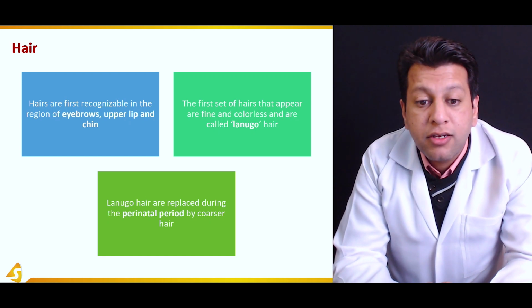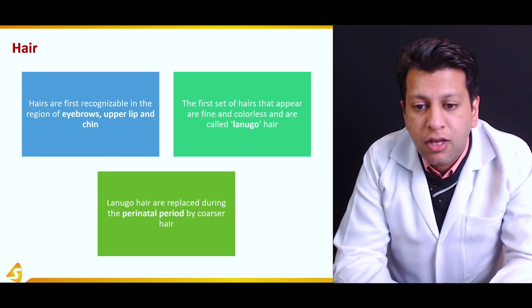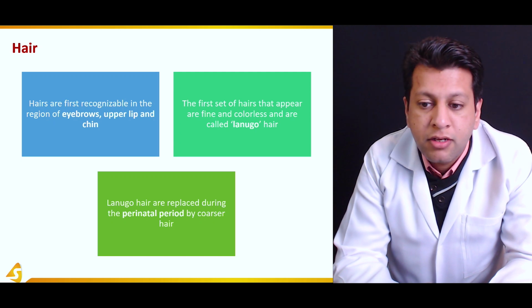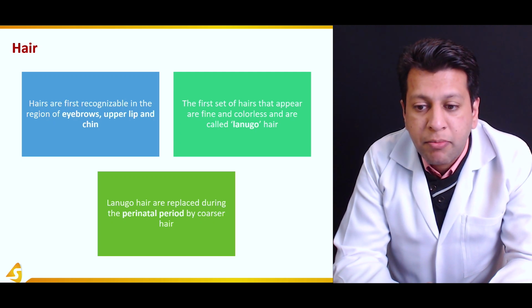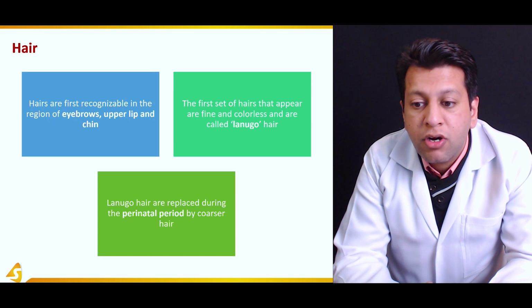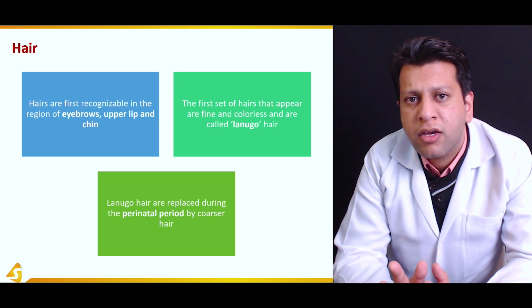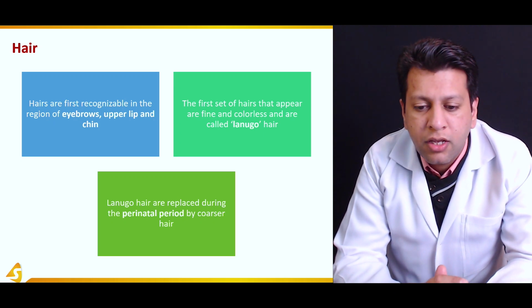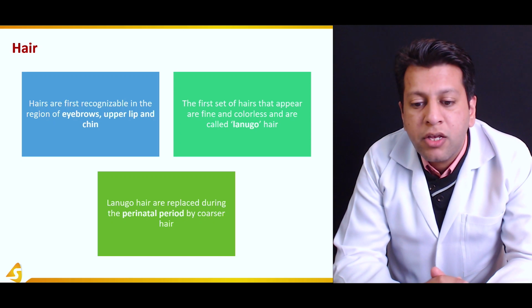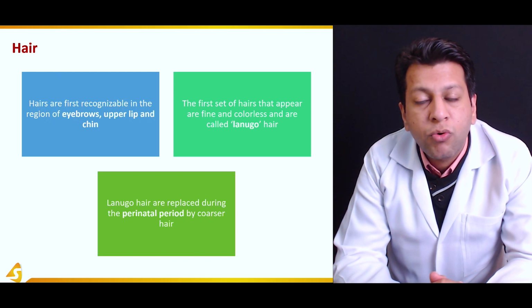They are first recognized in the region of the eyebrows, upper lip, and the chin. The first set of hairs that appear are fine and colorless and called lanugo hair. In the fetus, they're usually very thin and colorless, called lanugo hair. Lanugo hair is replaced during the perinatal period by coarser hair.